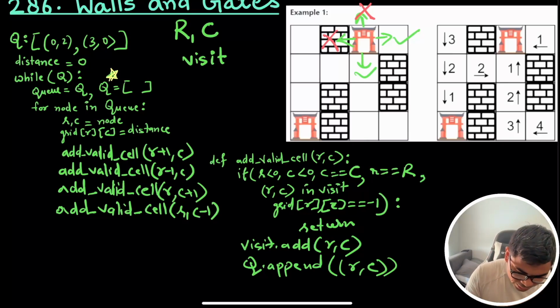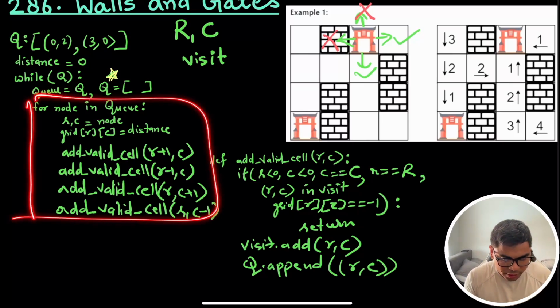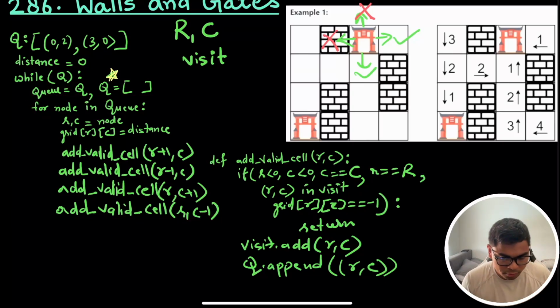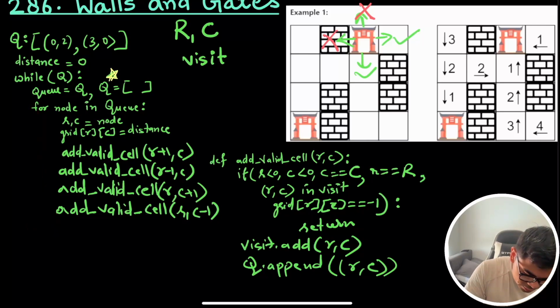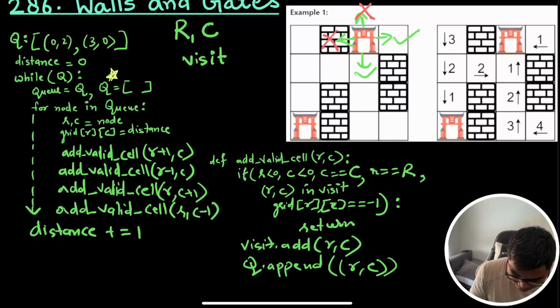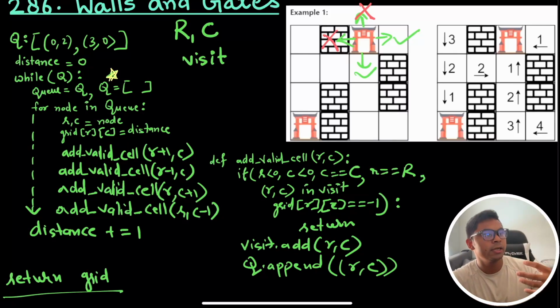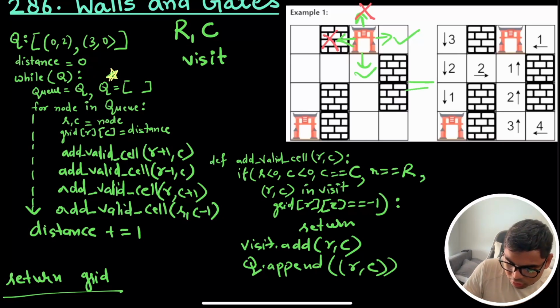Now there is one more thing, because at this particular level we were exploring, using this for loop, all the nodes and their neighbors that were on the same level. But once we come out of this level and we have added all the neighbors at this particular position, we will be incrementing our distance. So distance will be incremented by 1, and then finally, in the end, we just return the grid. After you fill this up, this is what you return.